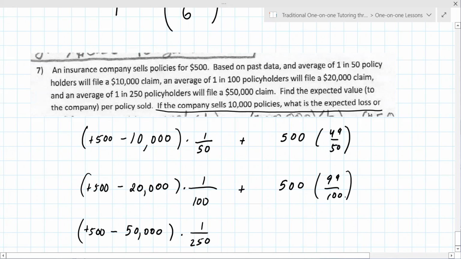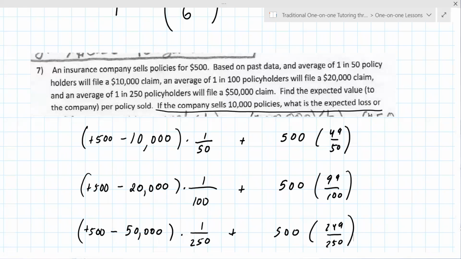I wonder if these all add up. Okay, let's keep going here. 500, 249 out of 250. Is this what you did in your calculation? I can't tell. A little bit different.